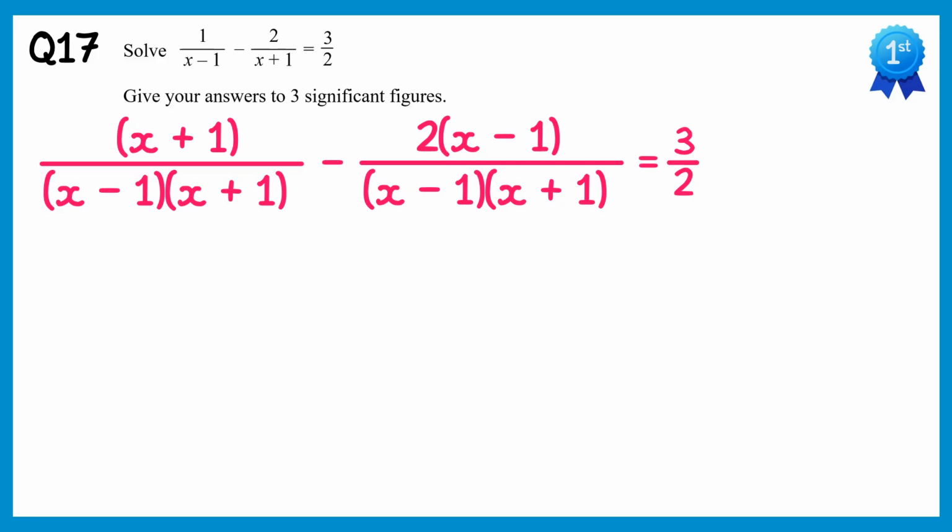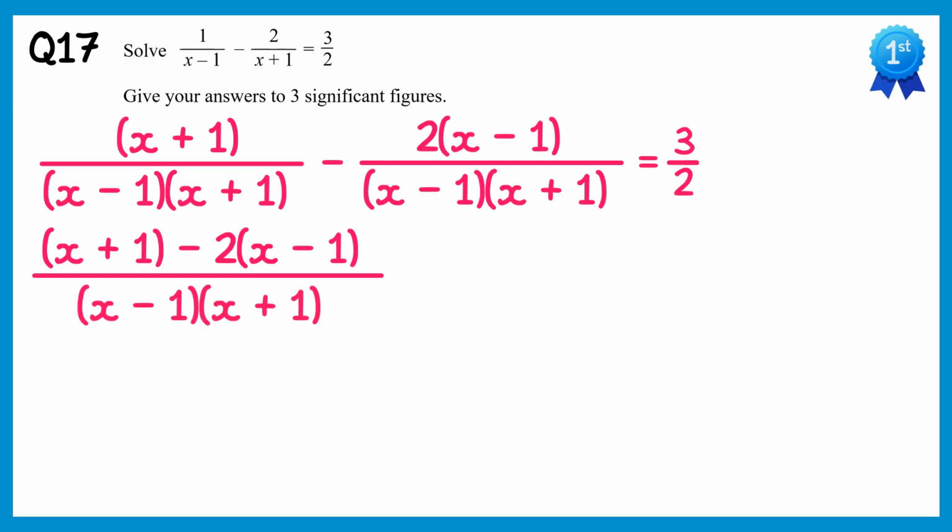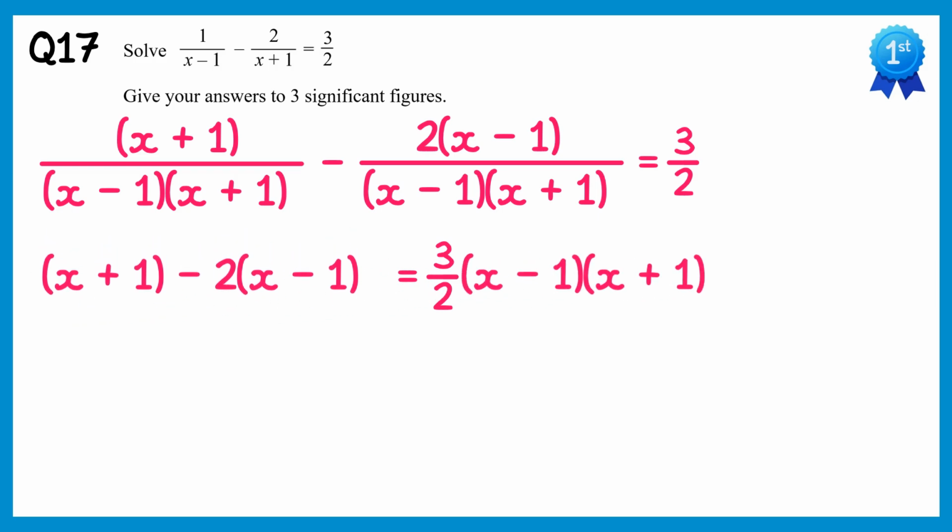Since these two fractions have a common denominator, we can write them as one single fraction like this. And this equals 3 over 2. Next, we're going to remove the fraction by multiplying by this denominator. On the left hand side, it will cancel, and then on the right hand side, we'll multiply it by 3 over 2. So we end up with this.